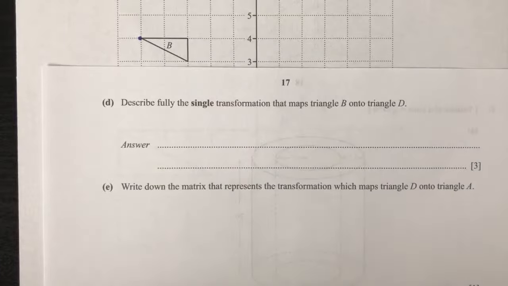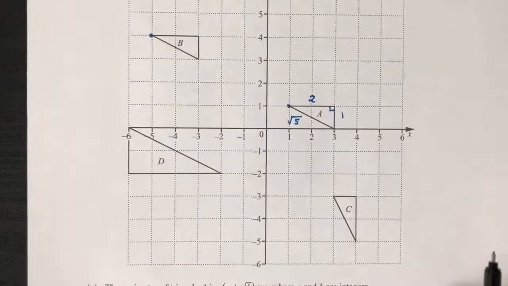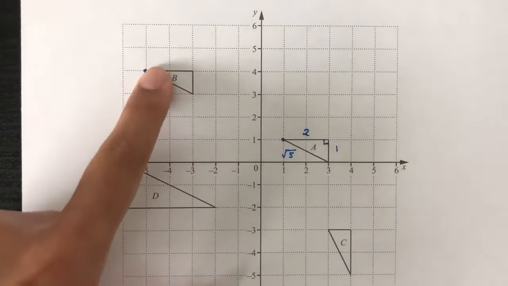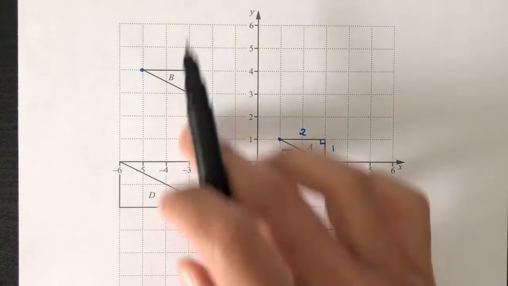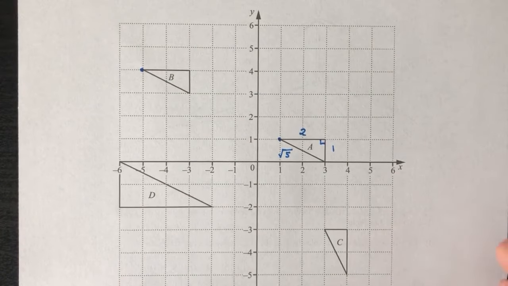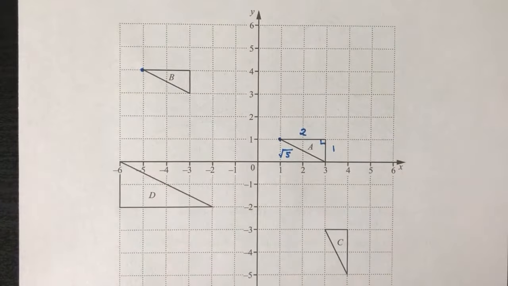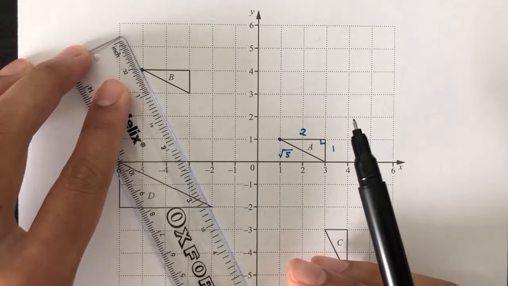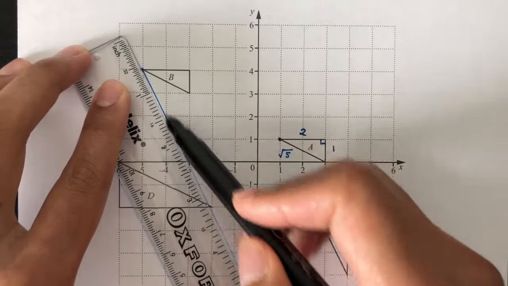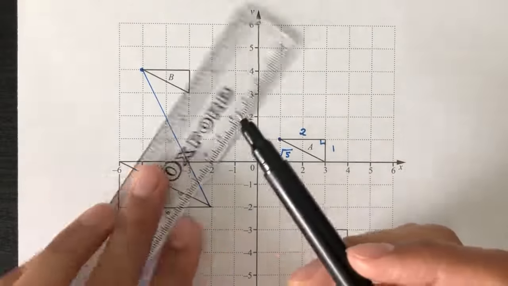Now for part D, it says describe fully the single transformation that maps B onto D. So where is B and where is D? B is here and D is here. As you can see, the size has changed, so it can only be an enlargement. Now let's find the corresponding sides. This side became this side. Let's show that. We can find the center of enlargement. And this side became this side. Let's show that.